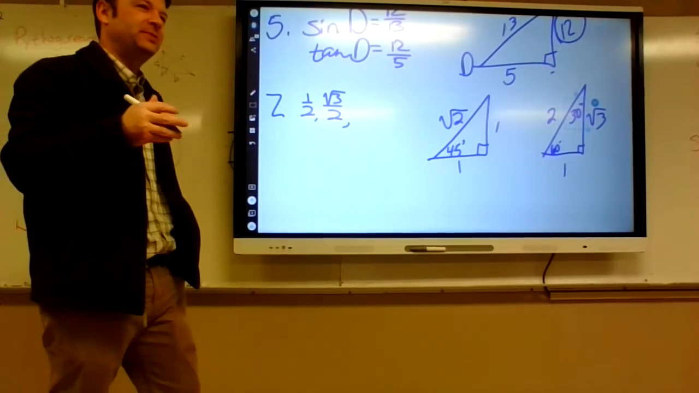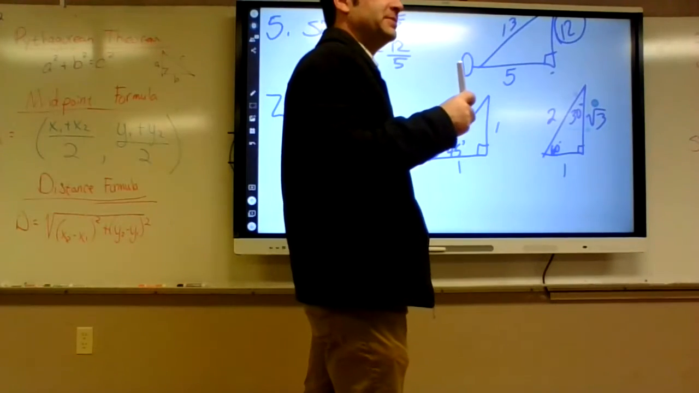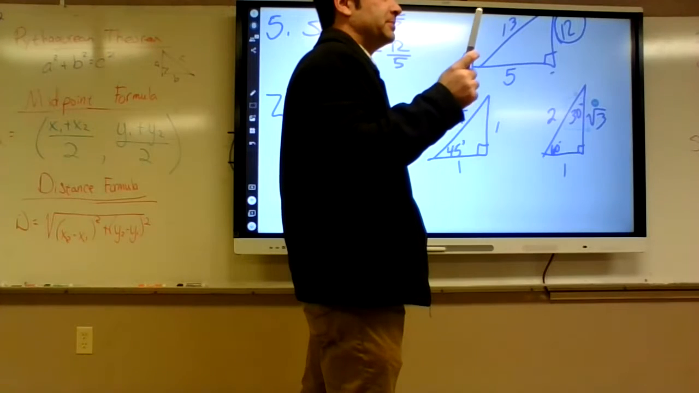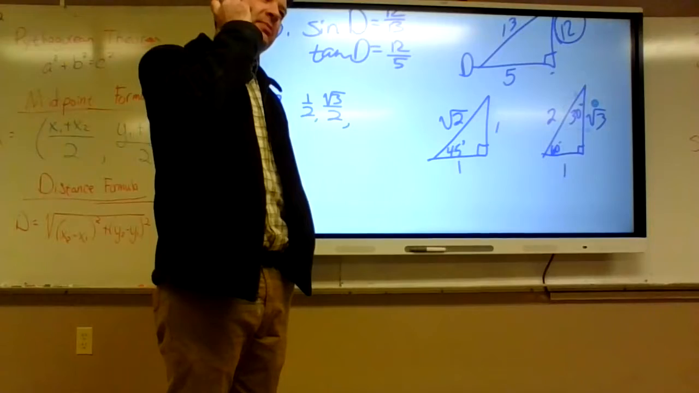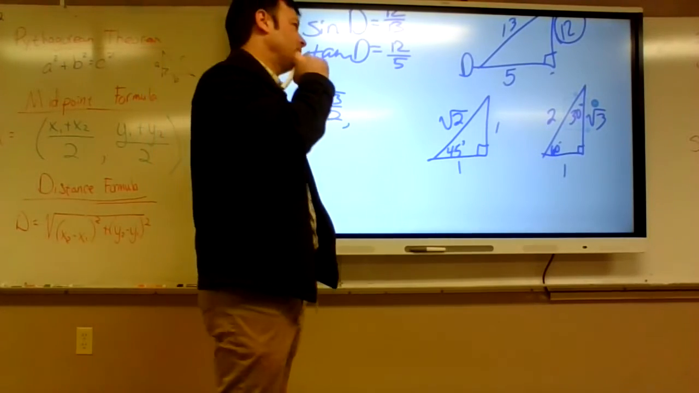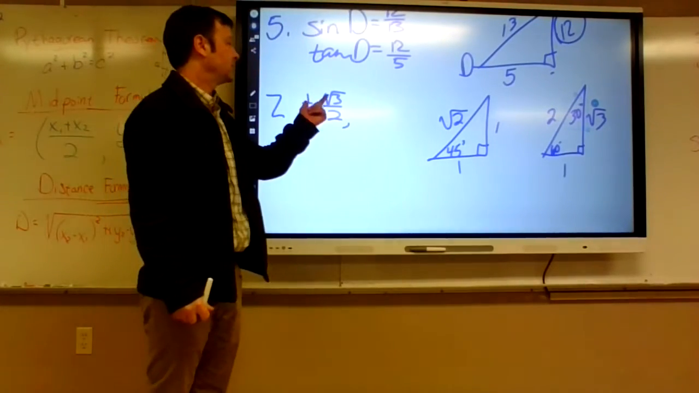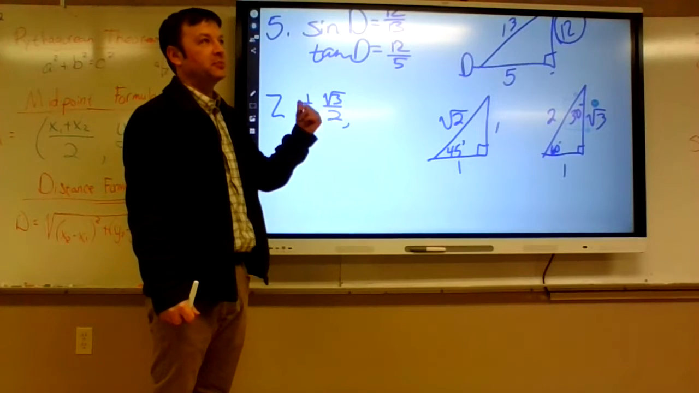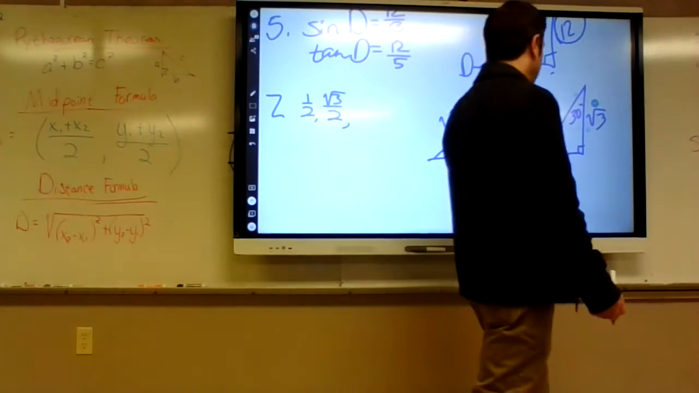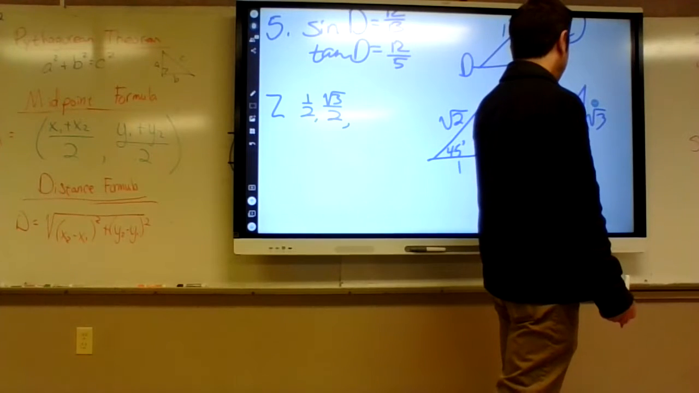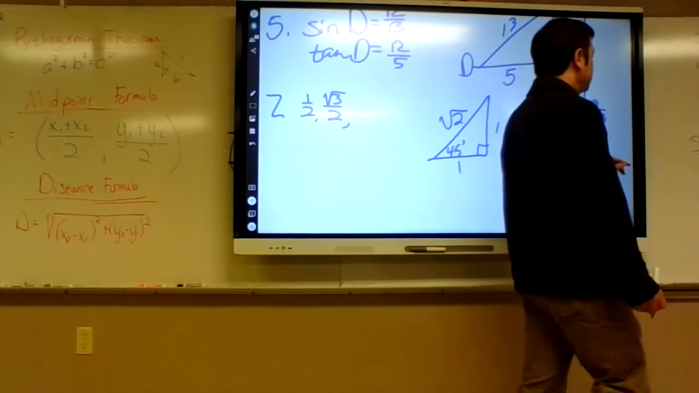Now next one, tangent of 30? Well, you can't use the calculator because they want the exact answer, which means the square root answer, not the decimal answer. So tangent, actually, I lied. This one will come out anyway.